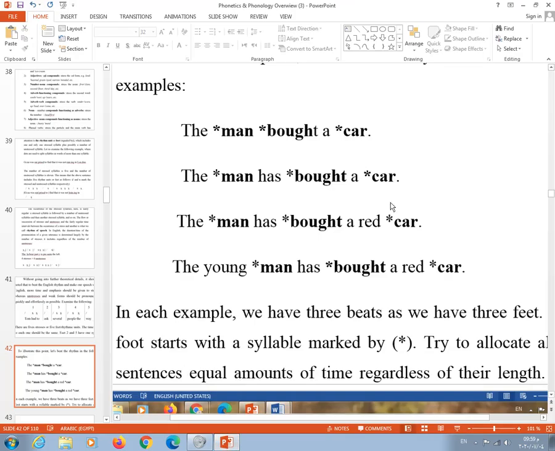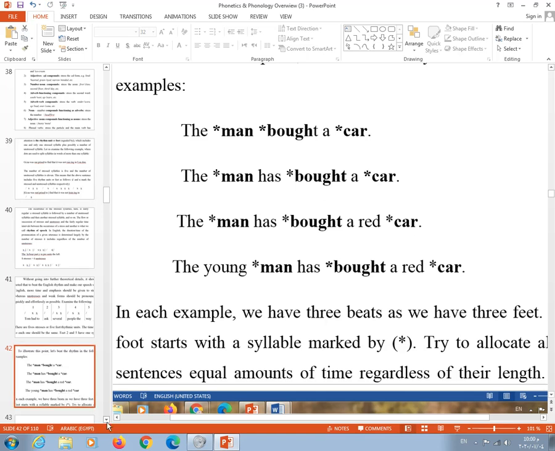We have here a very important exercise. We have "the man bought a car", okay. Here are three important elements: man, bought, and car. Whatever is added to these three elements doesn't add extra time to the pronunciation. So let's speed the rhythm here. The man bought a car. The man had bought a car. The man had bought a car. The young man had bought a car. Okay, please play this. It's a very nice exercise.